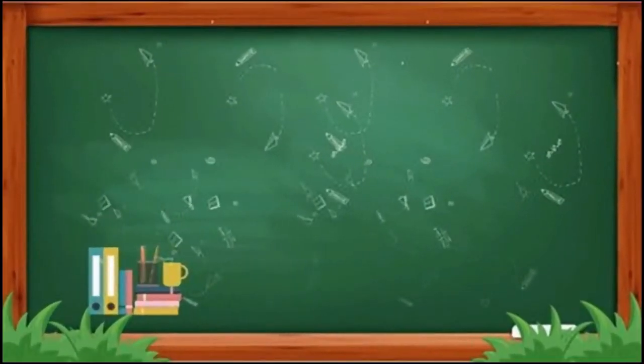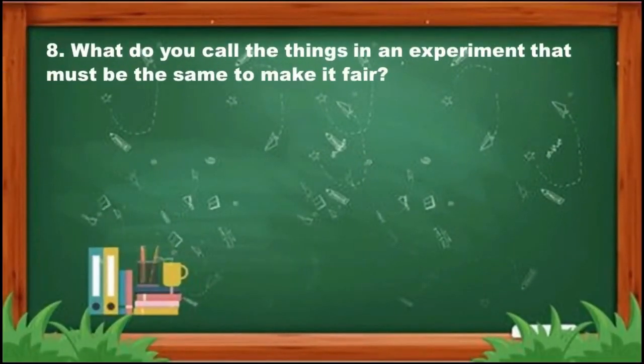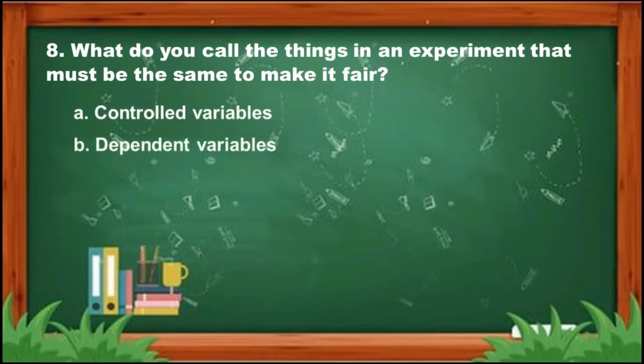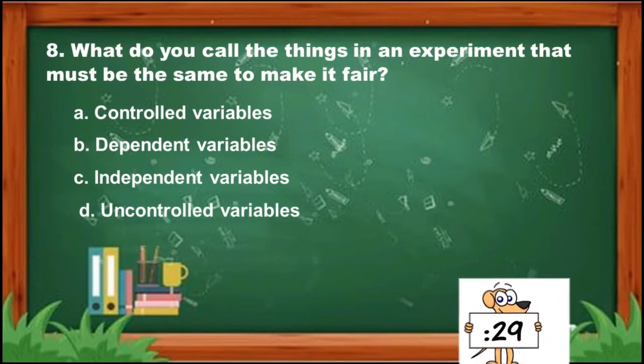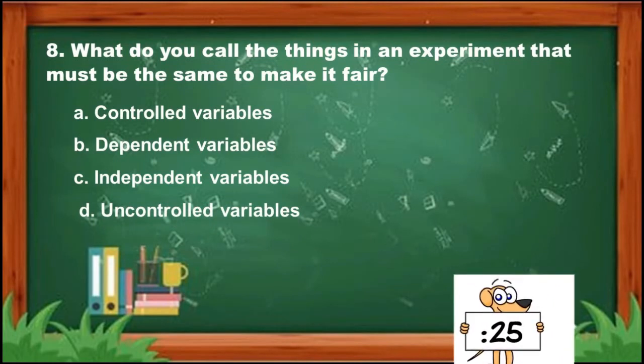Number 8. What do you call the things in an experiment that must be the same to make it fair? A. Controlled variables. B. Dependent variables. C. Independent variables. Or D. Uncontrolled variables.